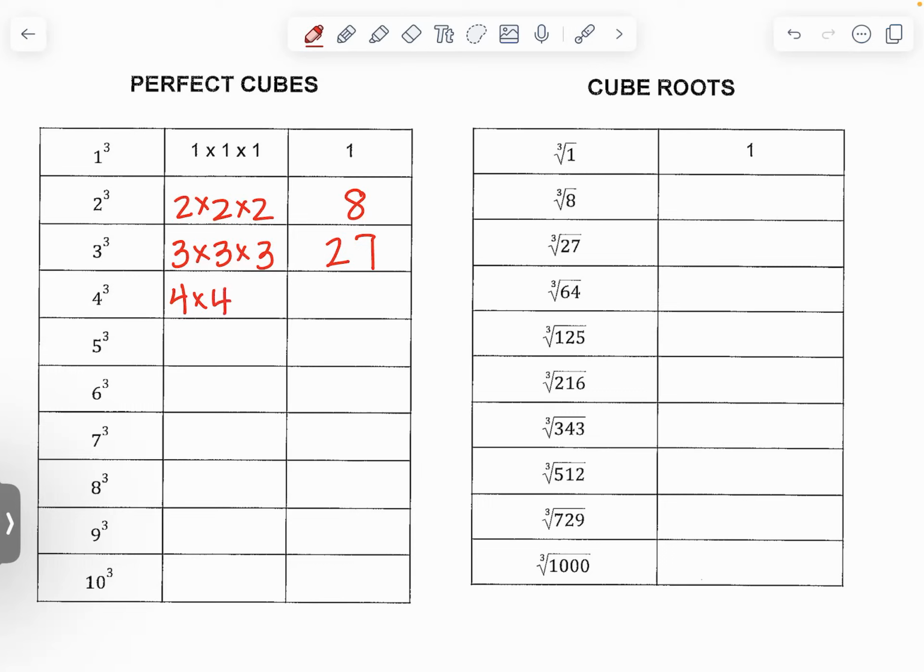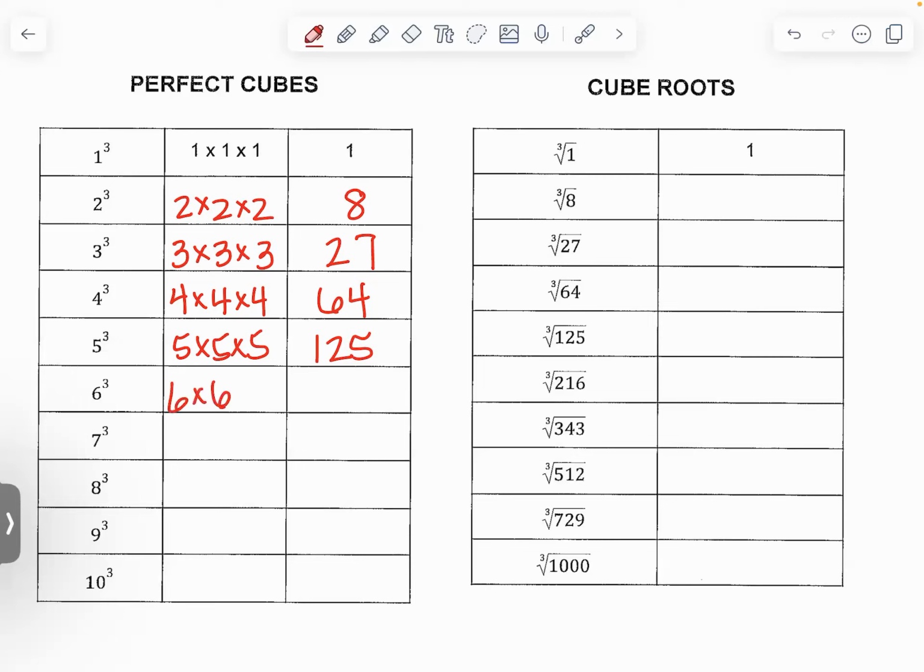4 cubed is 4 times 4 times 4. Anybody know it? 64. 4 times 4 is 16 times 4, which is 64. Okay. It sure is. 5 times 5 times 5 means 5 cubed, which is 125.